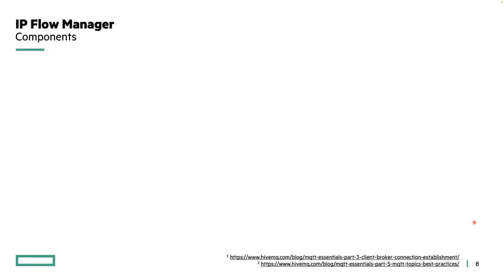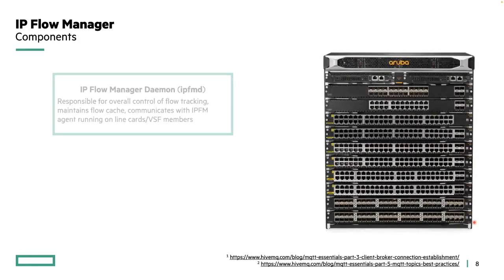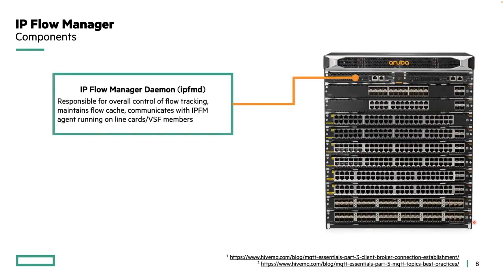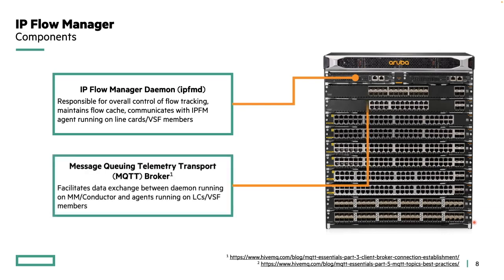The different components of the IP Flow Manager. You have the IP Flow Manager daemon, IPFMD, which runs on the management modules or on the conductor of a VSF stack or on a standalone switch. This is responsible for the overall control of flow tracking for the entire system. It maintains the system flow cache, and it communicates with the Flow Manager agent that runs on the line cards or VSF members in a chassis or stack.